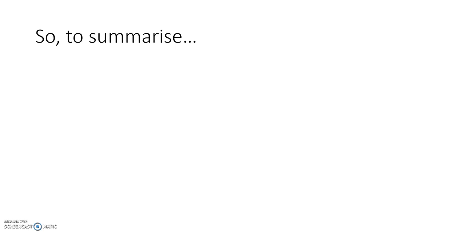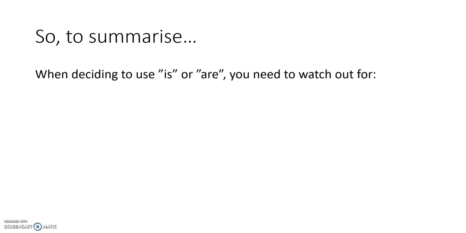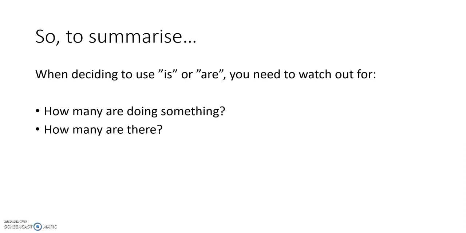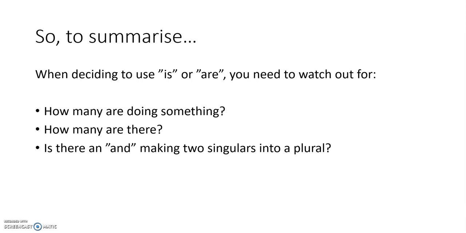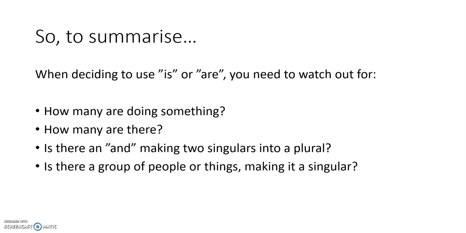So, to summarize, when deciding to use is or are, you need to watch out for how many are doing something, how many are there, or how much is there. Is there an and making two singulars into a plural? Is there a group of people or things making it a singular?